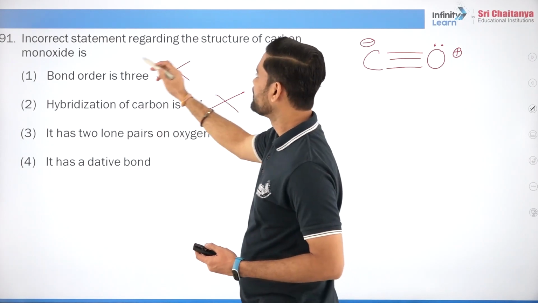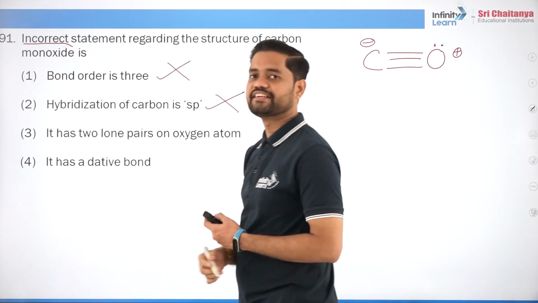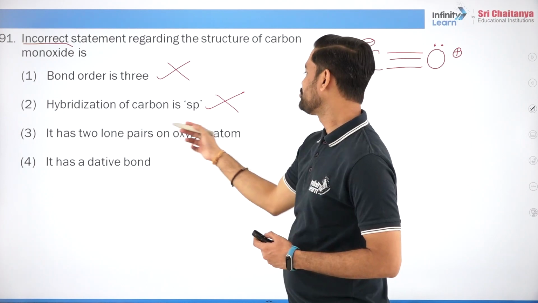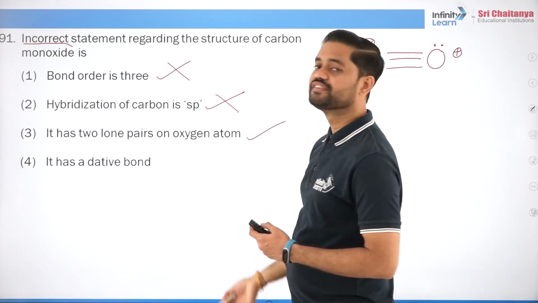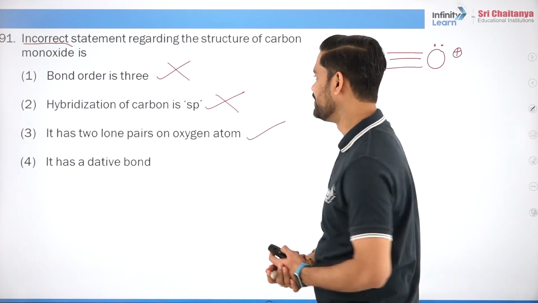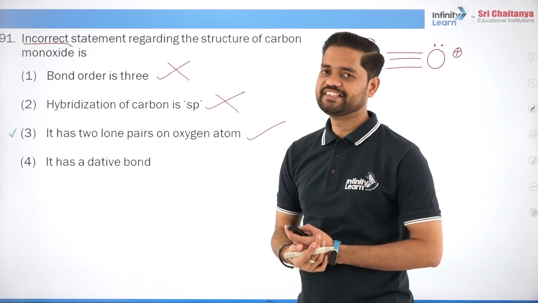We are searching for what? The incorrect statement. They both are correct statements. It has 2 lone pairs on the oxygen atom. Wrong statement, and hence the right answer. Okay, so for 91, I'll go with option number 3.